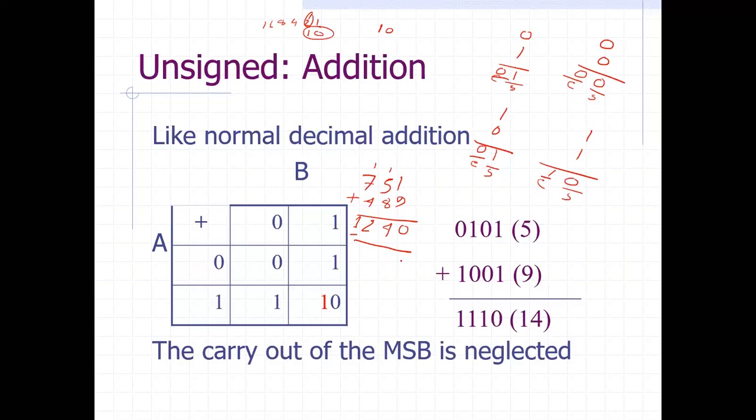Our binary system is also the same. Now we check binary system addition: 1 and 1, 1 and 1. We know that 1 and 1 gives 0.